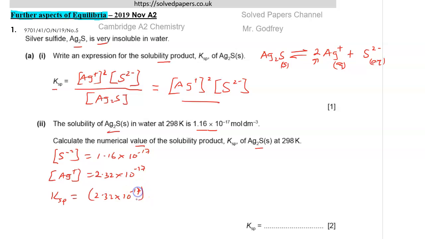So the solubility product of silver sulfide will be 2.32 times 10 to the minus 17, the concentration of the silver ion of course squared, times 1.16 times 10 raised to the power minus 17, and the correct evaluation of this will give us 6.24 times 10 raised to the power minus 51, and this is moles cubed, since we are multiplying, dm raised to power minus 9.